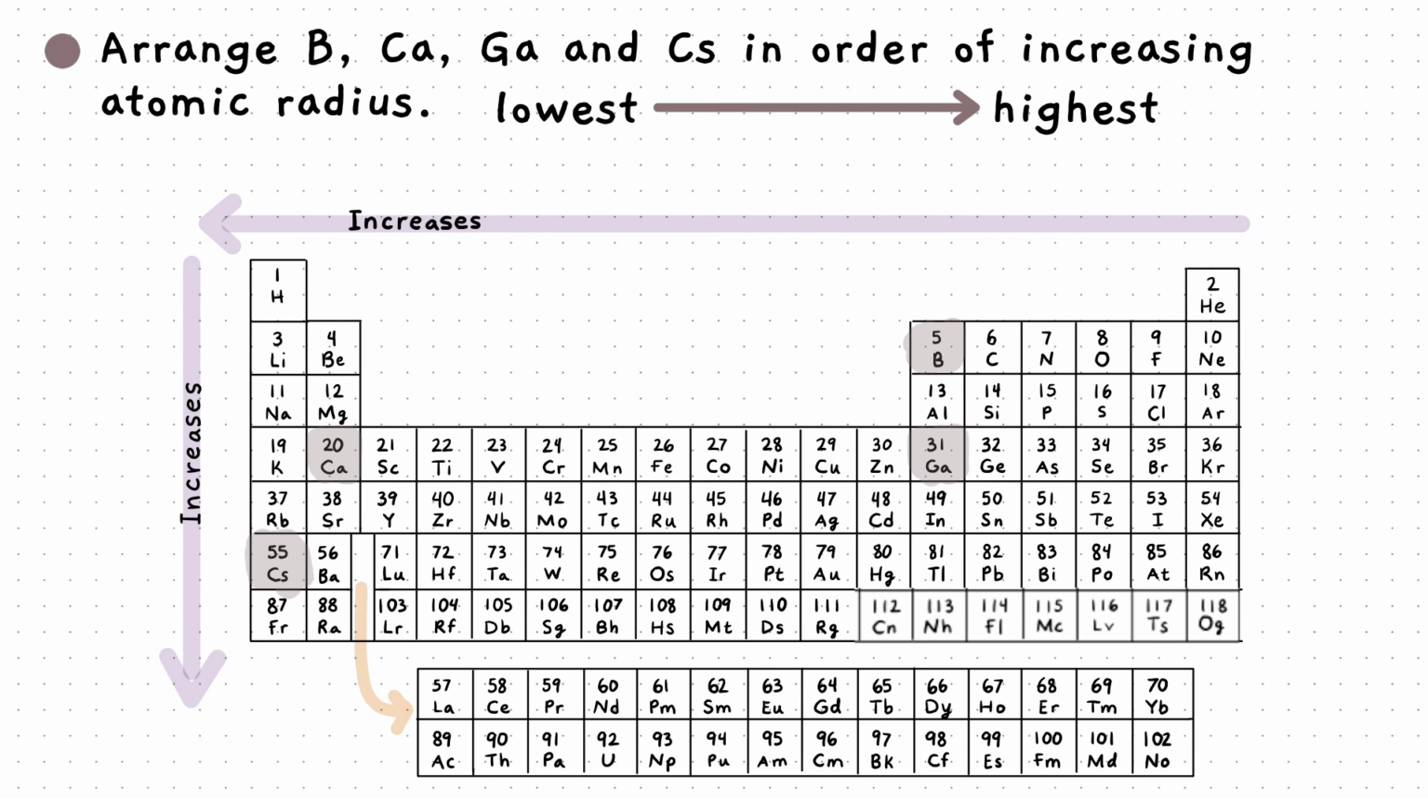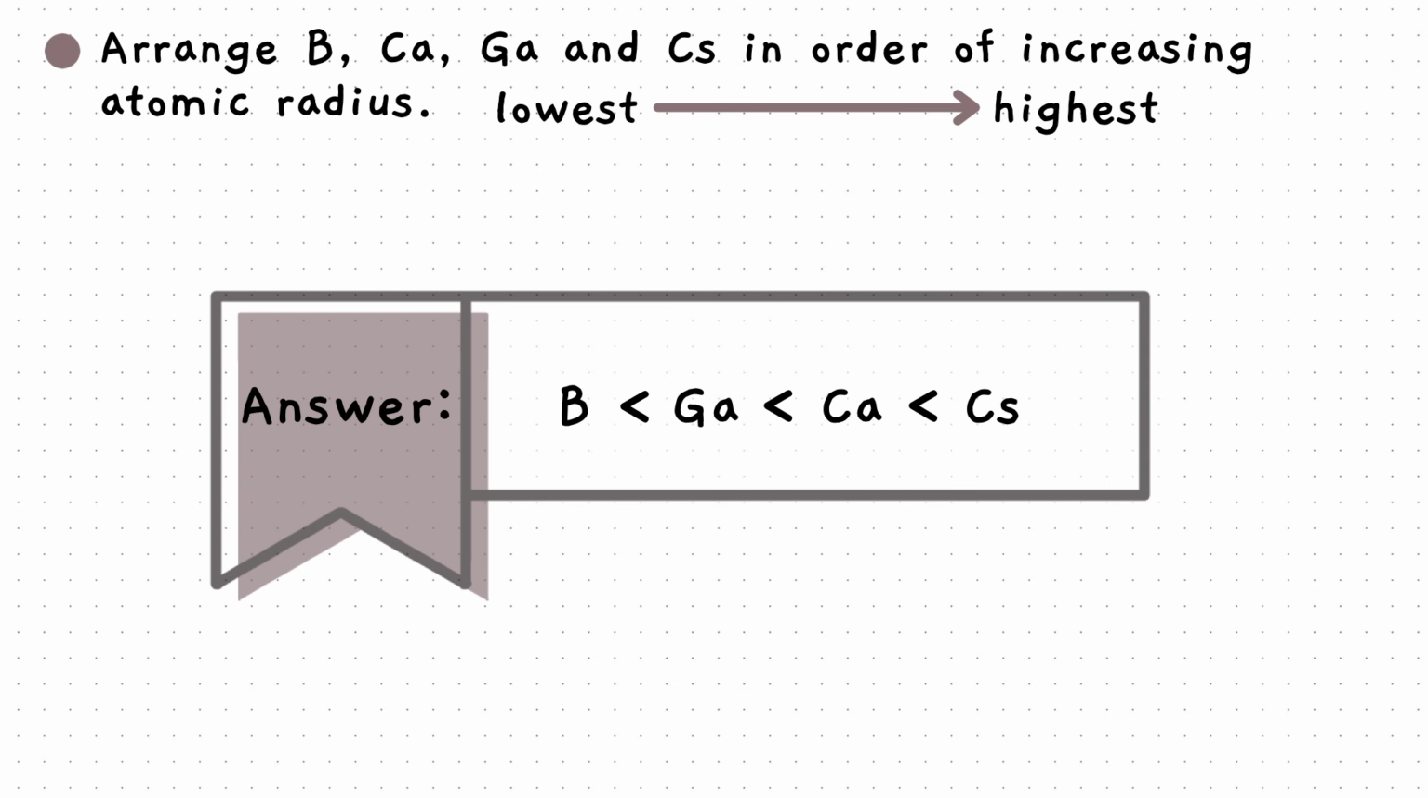We again are arranging this in increasing order, so we are going from lowest to highest. The element with the lowest atomic radius is boron, then gallium is next, calcium is the second highest, and cesium is the highest. This is the correct answer.